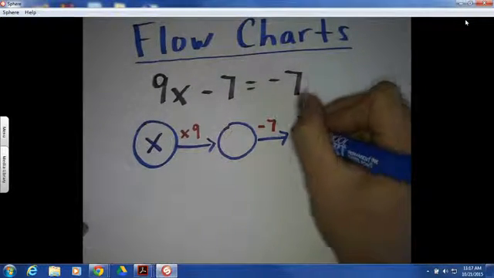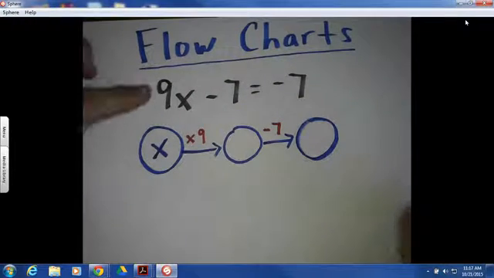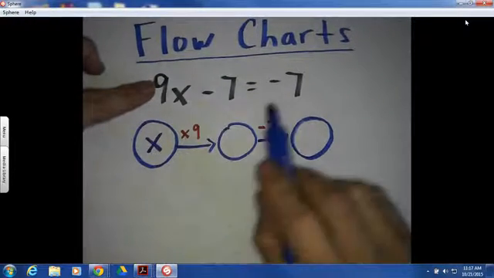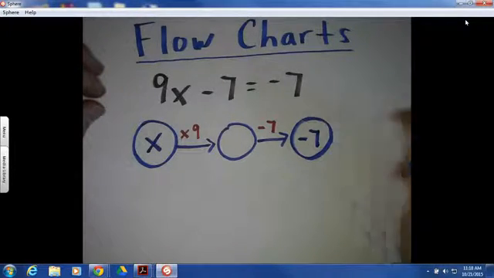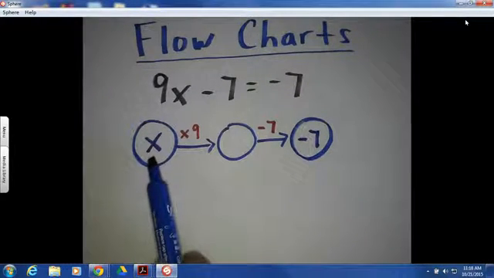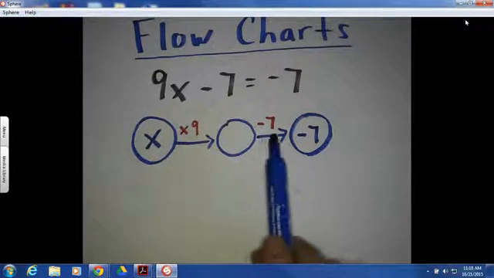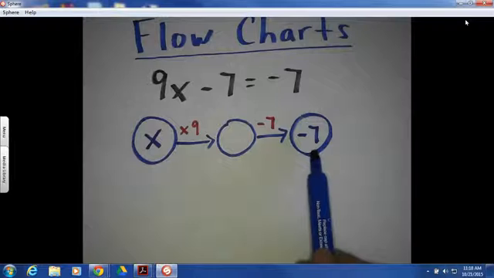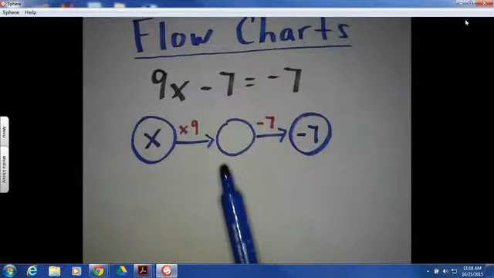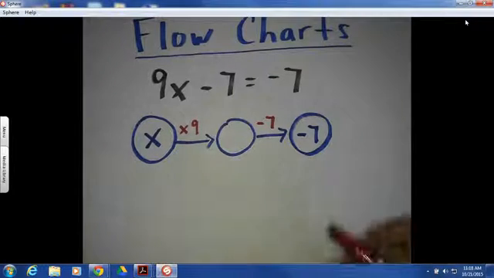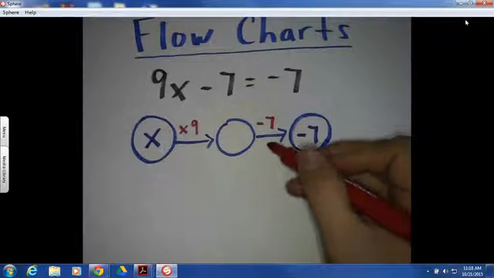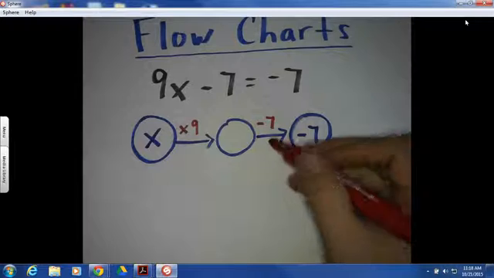And finally we ask ourselves, x goes in on one side, what comes out on the other side? And here we have a negative 7. So in our flowchart, we insert a variable, in this case it's x, perform some operations, times 9 minus 7, and a negative 7 comes out. Now our objective here is to find what x represents. And to do that, our next step is to find the opposite operations here.